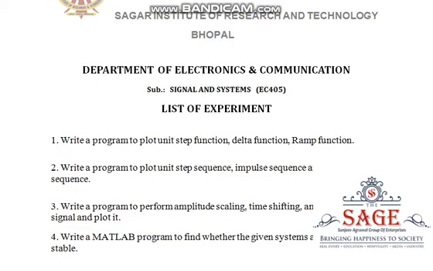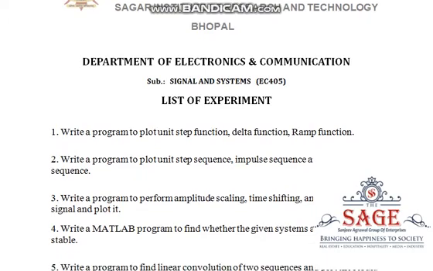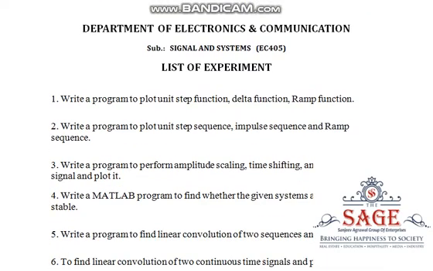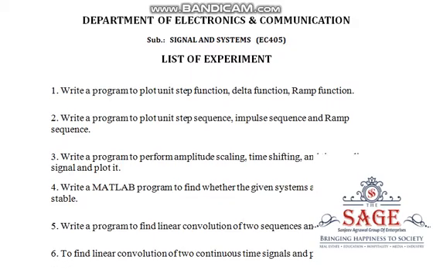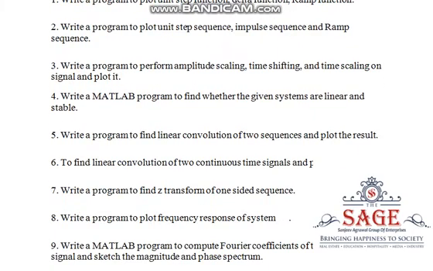Third will be to write a program to perform amplitude scaling, time shifting, and time scaling on signals and plot their graphs. Fourth, to find whether the given systems are linear or stable. Fifth program will be to find the linear convolution of two sequences and plot the result. Sixth program will be to find the linear convolution of two continuous time signals and plot the result.